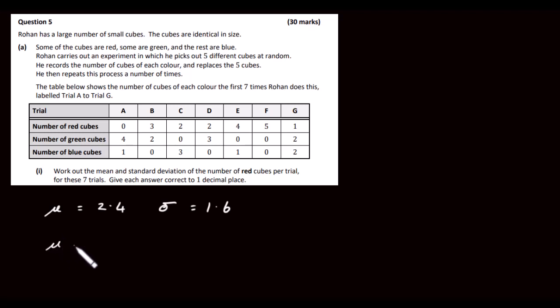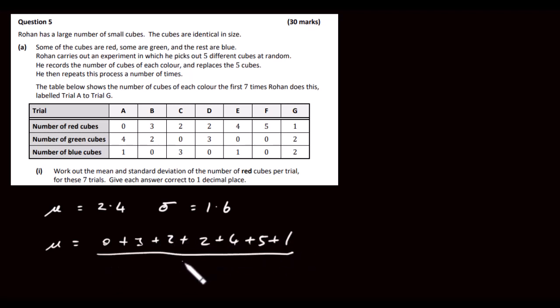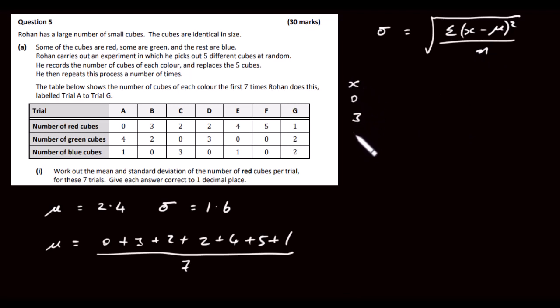So the mean is just all of them added: 0 plus 3 plus 2 plus 2 plus 4 plus 5 plus 1, added up and divided by 7. The standard deviation is the standard deviation of a list of numbers. This is the formula in your tables: the square root of the sum of x minus mu, squared, over n. So you would start by listing all the x's: 0, 3, 2, 2, 4, 5, 1. The mean then is 2.4, so you can put that down next to each of them.